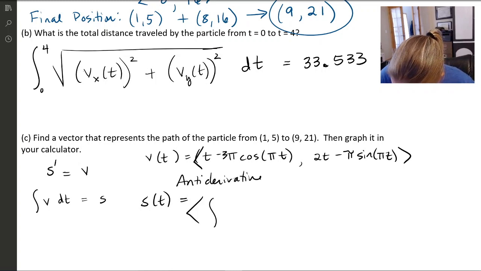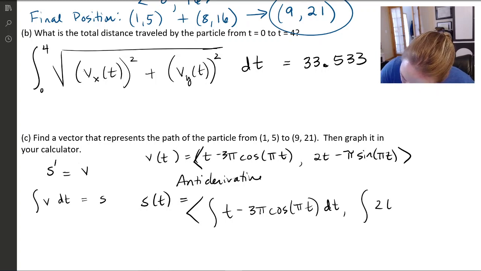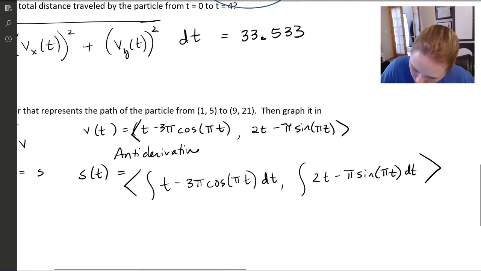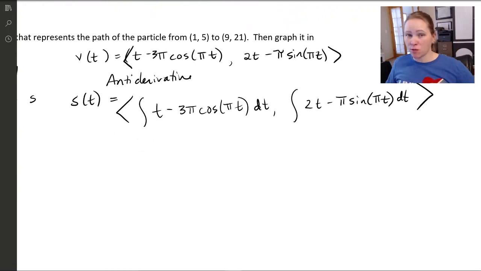So kind of the work that I'd show is this. I'd say, well, it's the indefinite integral of this. So here's my t minus 3 pi sine of pi t, comma, 2t minus pi times the sine of pi t. So much going on. All right, so let's go ahead and anti-differentiate. And remember, we're going to have a constant of integration here.